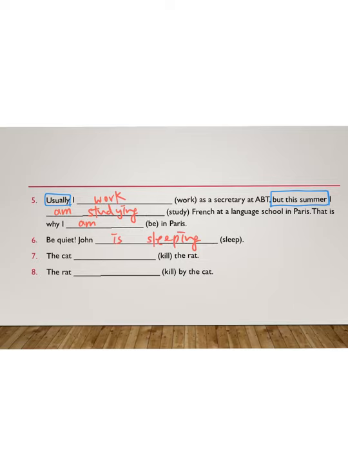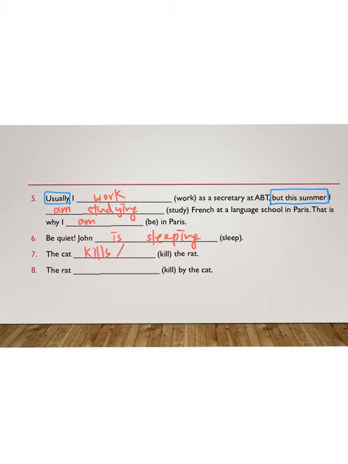For number 7, this is a description of the whole scenario, so we can simply use simple present tense, and active voice because the cat can kill the rat. Simple present tense, active voice: the cat kills the rat. And of course, if you really want to talk about a recently completed action with no time mentioned, you can also use present perfect tense.